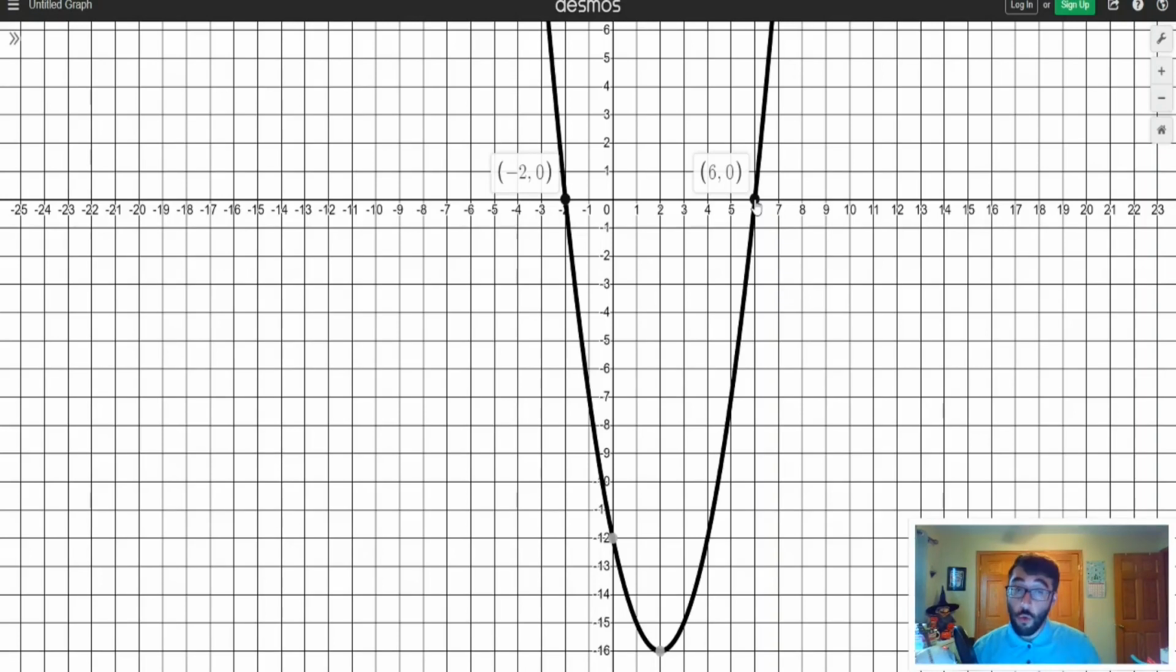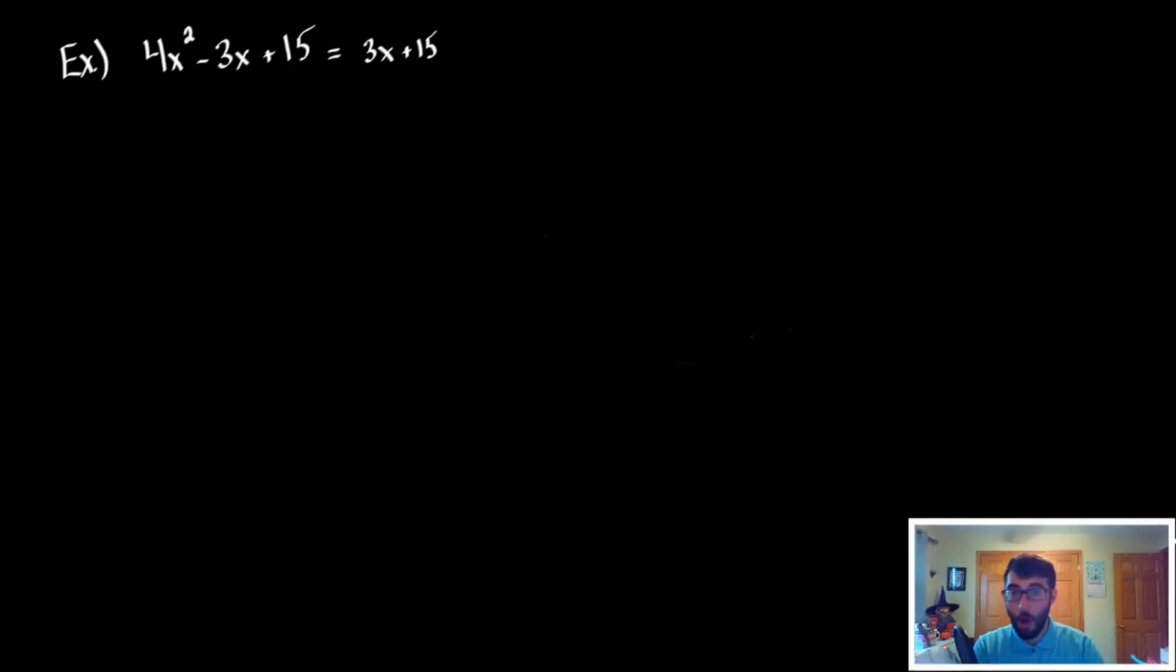Now that we know what we're actually finding, let's go ahead and take a look at just a couple more examples. All right, so let's take a look at this example here. We have 4x squared minus 3x plus 15 is equal to 3x plus 15. Well, remember, what we need to do is get everything on one side of the equation first. So I'm going to move the 3x and the 15 over to the left-hand side. And now what we end up getting is 4x squared minus 6x. The 15s end up canceling. So now I have to factor.